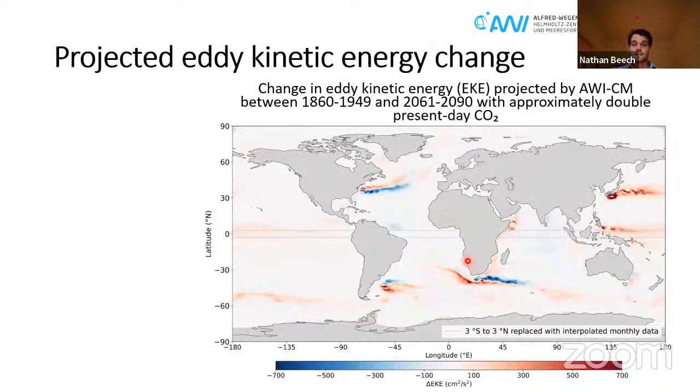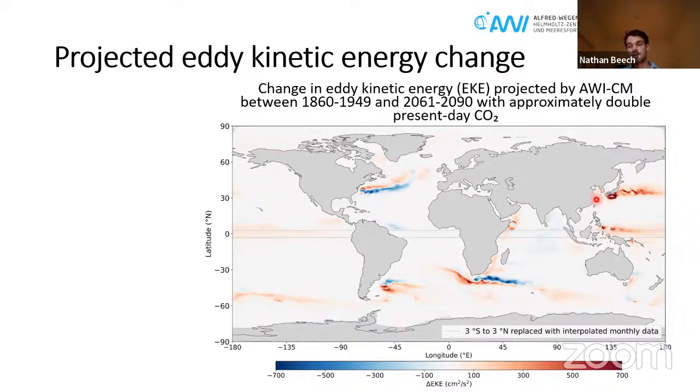And so, as I said, we probably know what's going to happen to temperature in the context of climate change, but AWI-CM now allows us to see what's going to happen to eddy activity in the context of climate change. And that's what you're looking at here. So this is the difference between eddy activity in the early historic period and the end of our climate change projections.